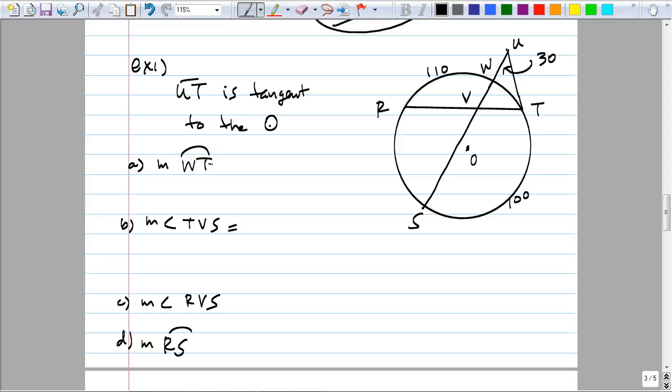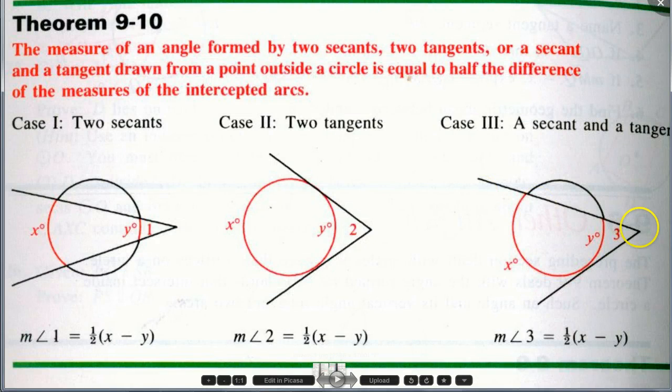All right, first of all, how do I find WT? Do you see this WT right here? All you have to do is look at this secant and the tangent. Do we know something about a secant and a tangent? We just learned this, right? It's this picture. You got a secant and a tangent, and the angle they make is half times the difference of the two intercepted arcs.